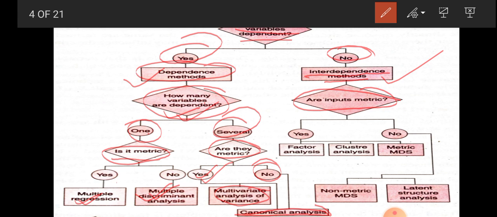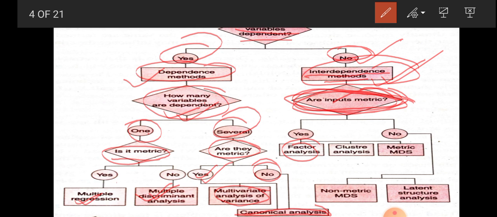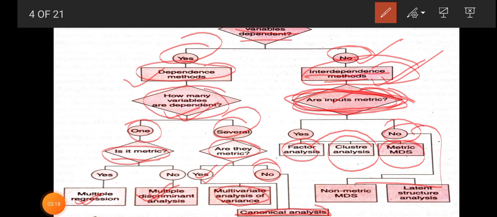Now, if the variables are not dependent, it is an interdependence method. If the input matrix is metric, then we can choose factor analysis, cluster analysis, or metric multidimensional scaling. And if it is no, then there is non-metric MDS and latent structure analysis. So these are the various steps.